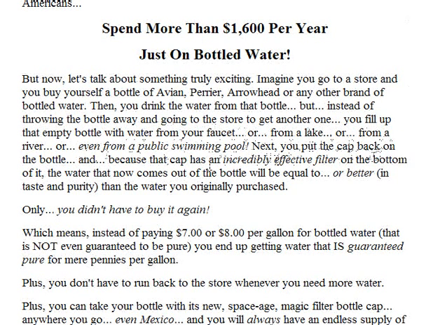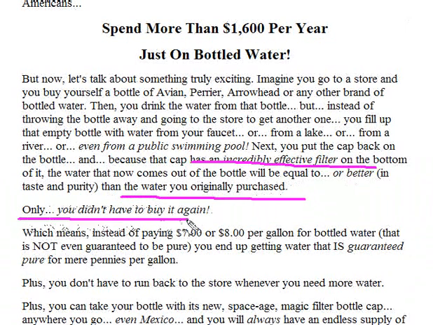Next, you put the cap back on the bottle, and because the cap has an incredibly effective filter, which is now his product, the water that comes out of the bottle will be equal or better in taste and purity than the water you originally purchased. Only you didn't have to buy it again. Okay, and this is his miracle product.